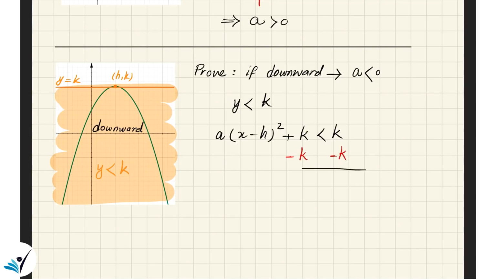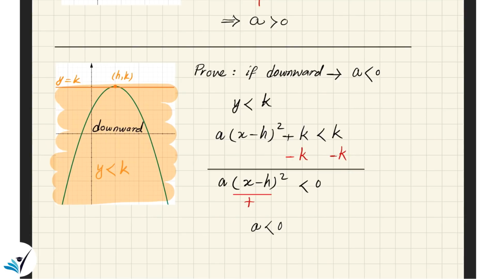If we do so, we have a times x minus h squared less than 0. On the left hand side, the squared term is always positive. So to have the left hand side to be less than 0, a has to be negative. And this proves that if the parabola is downward, a is negative.